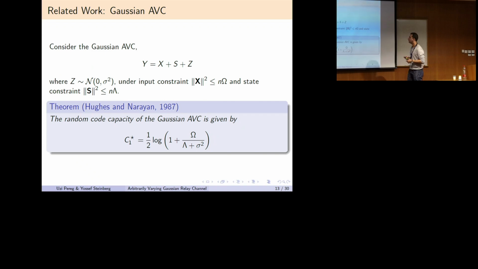So now we give a brief review of related work. First we look at the AVC without a relay. The Gaussian AVC is specified by Y = X + S + Z, Z Gaussian, and we have the same constraints Omega and Lambda. Using our Rayan showed that the random code capacity is given by this formula. Here the variance of the interference is the combined variance of the jamming power Lambda and the noise variance sigma squared. Some may say that this is not a very surprising result.